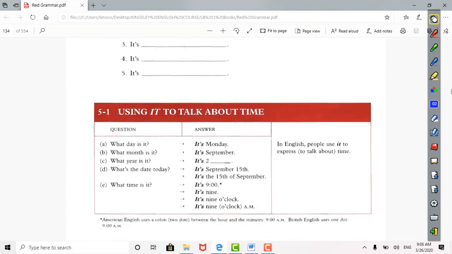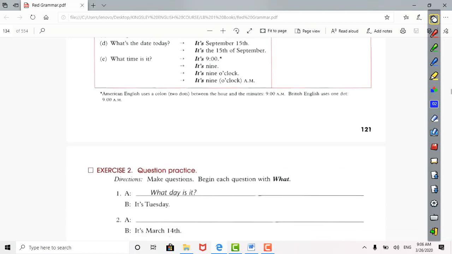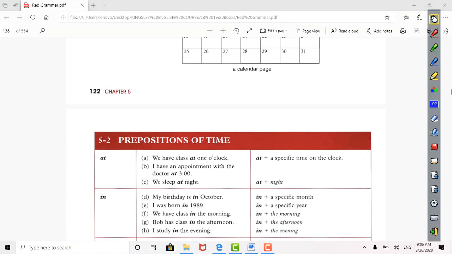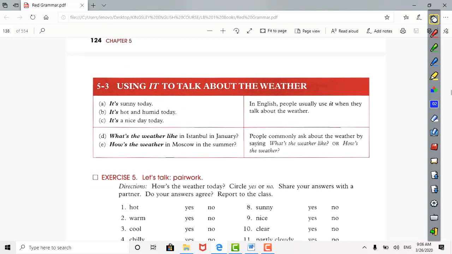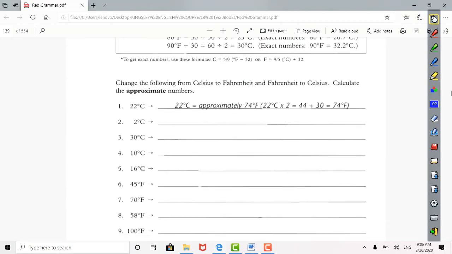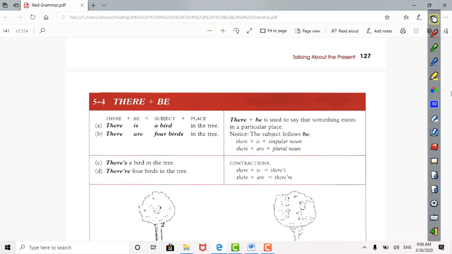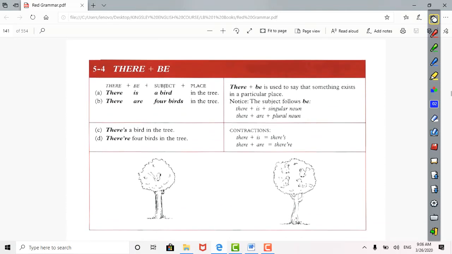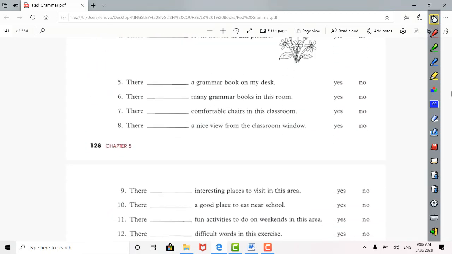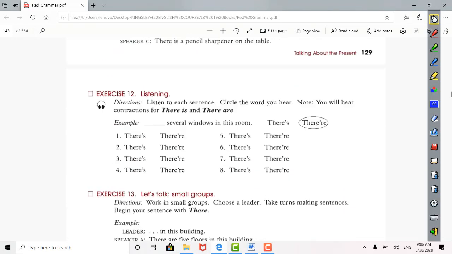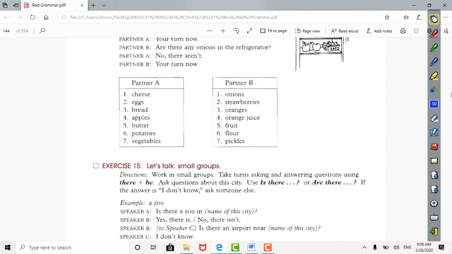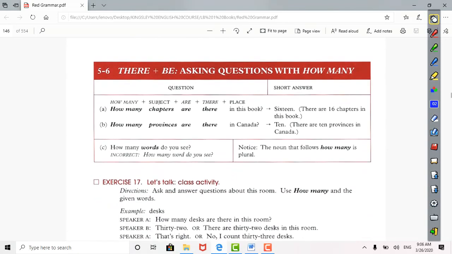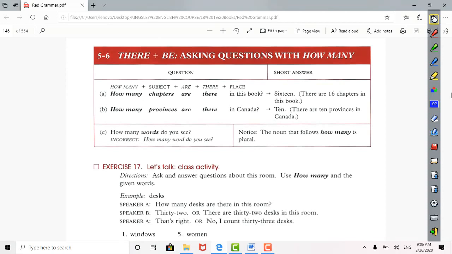Okay, so we have talk about the time. We talk about the time, and then we talk about preposition of time, my student, and we talk about the weather by using it as well, and also we have discussed about the weather, right, already, and then we use there plus be, is, are, or was, and were for simple past for there is, and there are, there was, there were on page 129, and the last one we have there plus be, yes or no question. I have explained as well, and then the very last one we have there plus be, asking question by using how many.